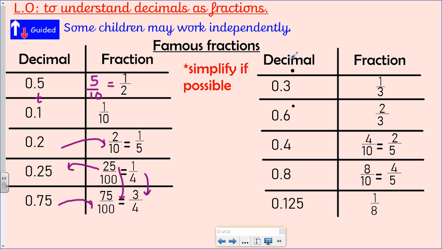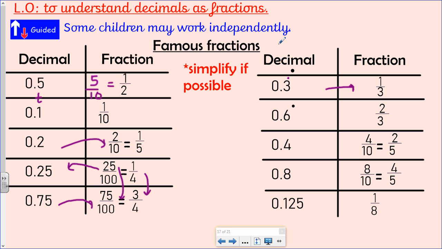Oh, my little dots just moved. I'll just pop a new one in. So 0.3, reoccurring forever and ever and ever. You might not have got this one. 0.3 is the same as 1/3. That is a famous fraction. It's just something you need to remember, if I'm honest, year six. So 0.3 is the same as 1/3.